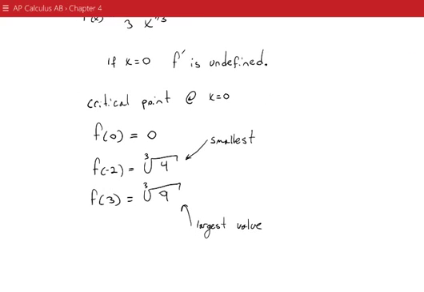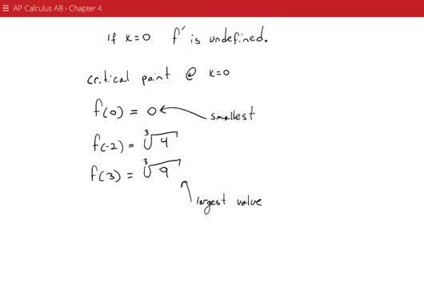So because f of 0 is the smallest value, that means that x equals 0 is the location of an absolute min. The value of the absolute min is 0.